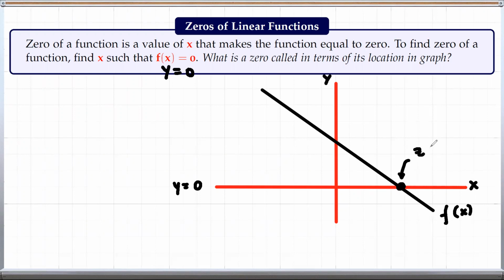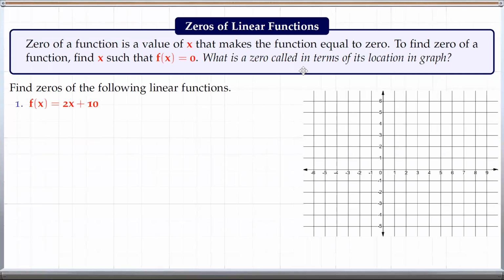Whatever this x value is, it is the zero of this function. In other words, zero is simply an x-intercept. So zero of a function is basically an x-intercept. All right, let's look at some examples.